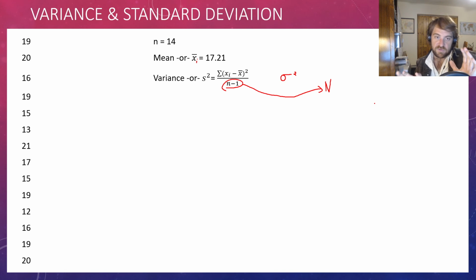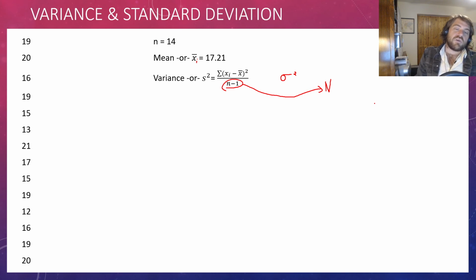That's for a population. You'll almost never have a population. You probably won't have a population. So your formula for variance is almost always going to be all of this over n minus 1. And your symbol for variance is almost always going to be s squared.